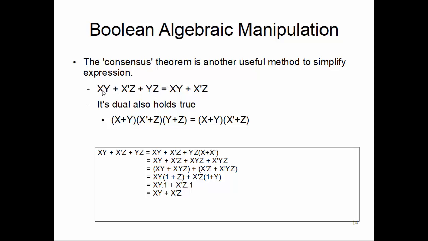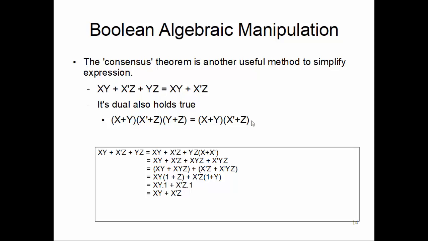So in essence, if you see a formation like this, xy or x bar z or yz, then you can directly reduce it to xy or x bar z. Okay, so this is what they call the consensus theorem. If this holds true, its dual also holds true. So we can derive the dual form of each term of this expression, left hand side and right hand side, and that also holds true.